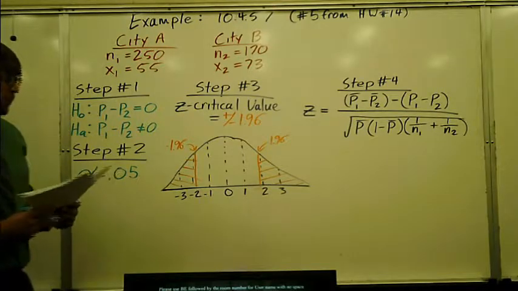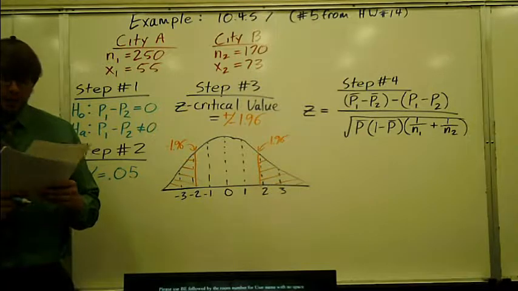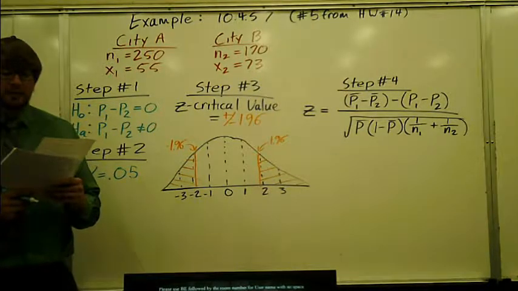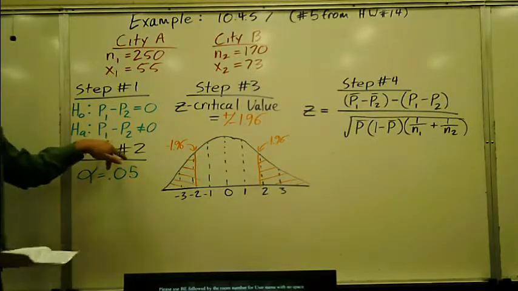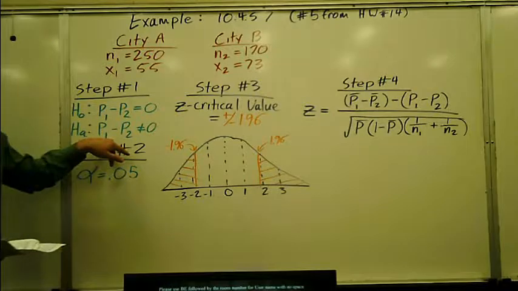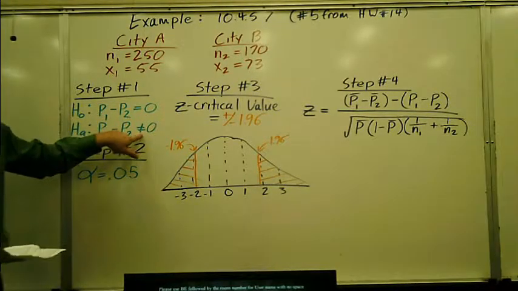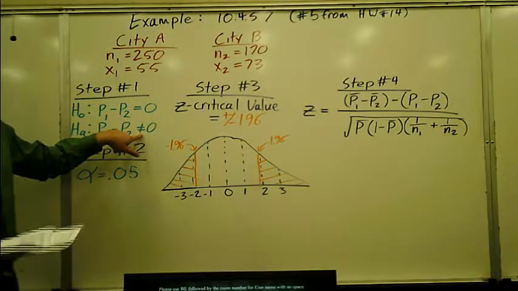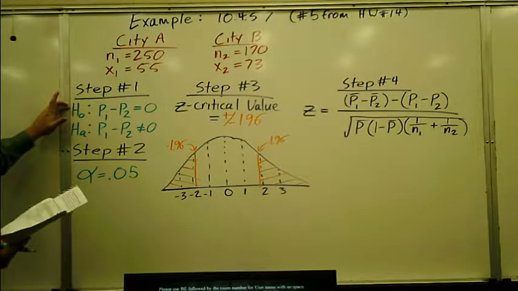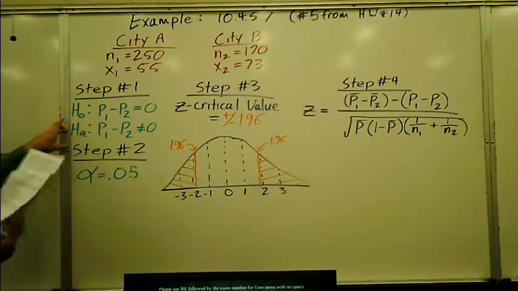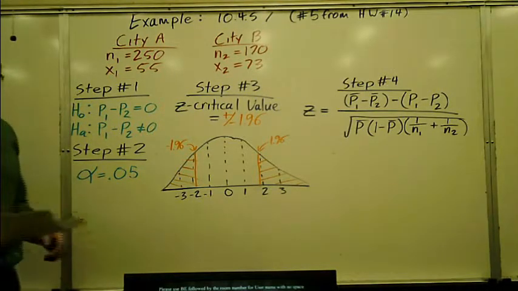Alright, so step number 1, determine what you would like to show or prove. Use this to set up your null and alternative hypotheses. And we're asked to see if there is a difference between population proportions. So if there's a difference between the population proportions, of course it makes sense that proportion 1 minus proportion 2 is not going to equal 0, right? So that's how we get our null and alternative hypotheses. Null is that the difference is equal to 0, and of course alternative is what we're trying to show or what we want to prove, that they're not equal to 0, or different.